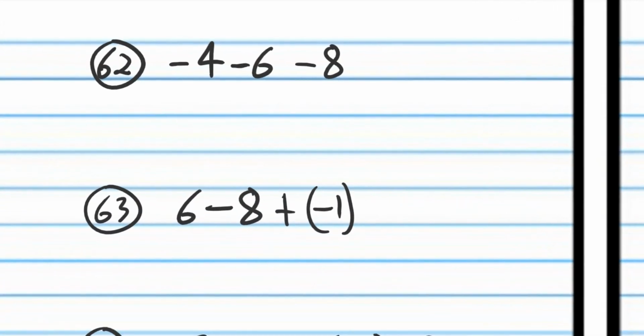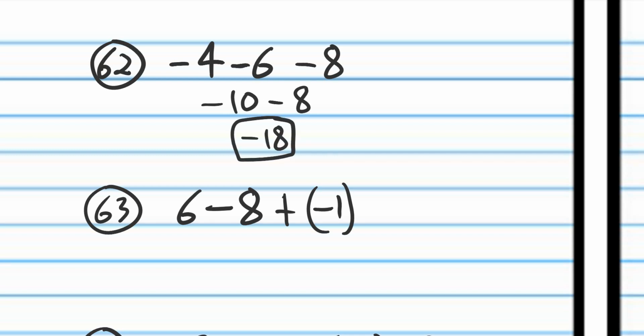All right, attempt 62, and when you come back, we'll do it together. All right, we're back. Negative 4 minus 6 is negative 10. Negative 10 minus 8 is negative 18. So if you got negative 18, good job.